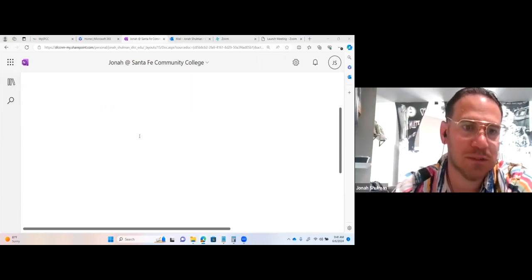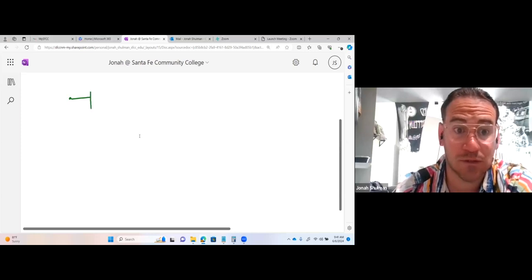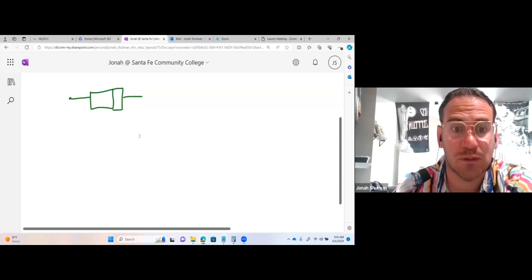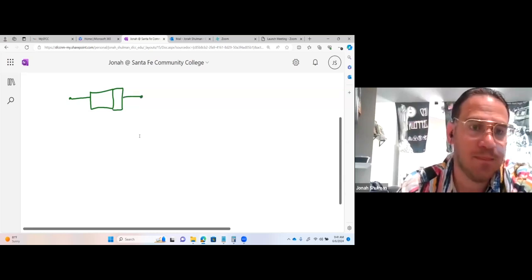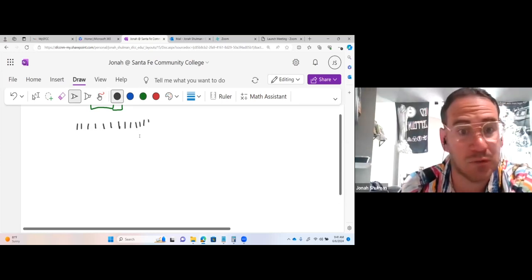So what does a box plot look like? Sometimes it's called a box and whisker plot. Sometimes it's written horizontally. Sometimes it's written vertically. I'll just tell you all the parts first before we do one. Okay, so this is what a box plot looks like. Now, it always needs a scale on the bottom. If it doesn't have a scale on the bottom, you can't really tell the spread.